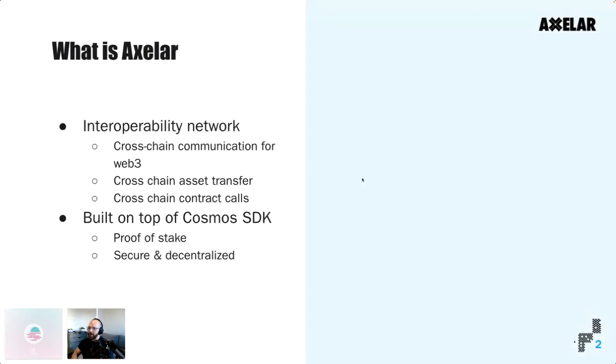A lot of you are probably already familiar with what Axelar is, but I'm just going to make a quick introduction. Axelar is basically an interoperability network. It's cross-chain communication for Web3. It allows you to send cross-chain assets, so assets between different chains, and it allows you to call contracts between different chains as well. The key takeaways about Axelar are that it's a blockchain built on top of Cosmos SDK. It uses proof of stake, so it's secure and decentralized. But I am sure that you know that already.